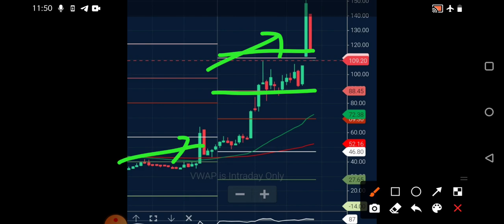It will test your patience. If you are capable of holding it, then definitely go for holding. Now don't try to add any fresh entry. I'll tell you when to do that and when to buy.